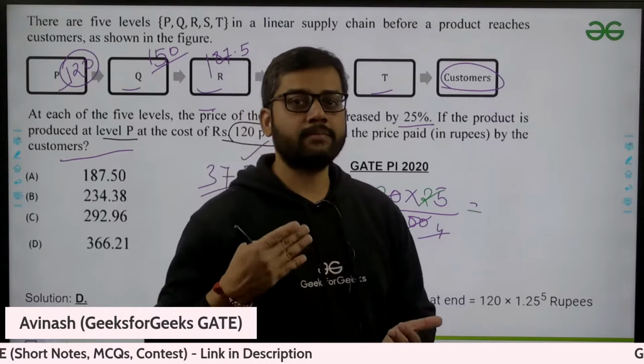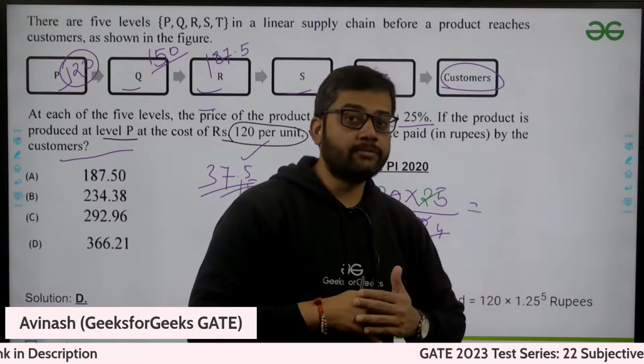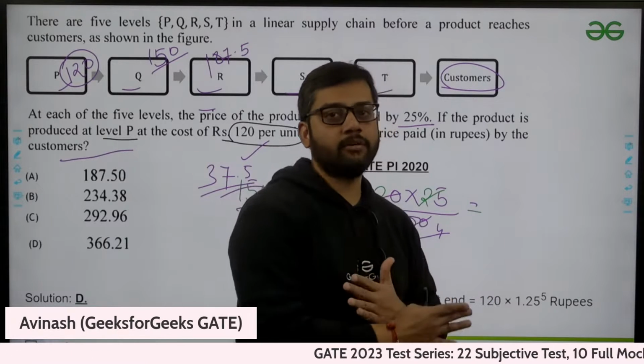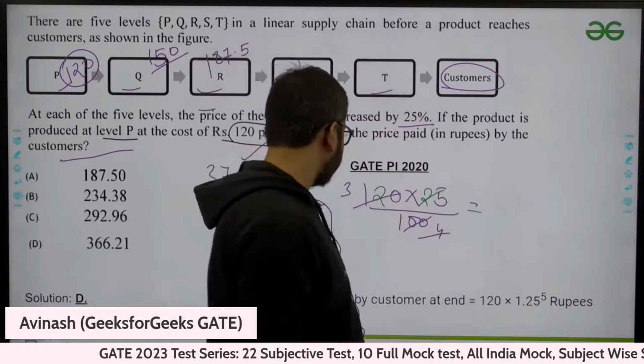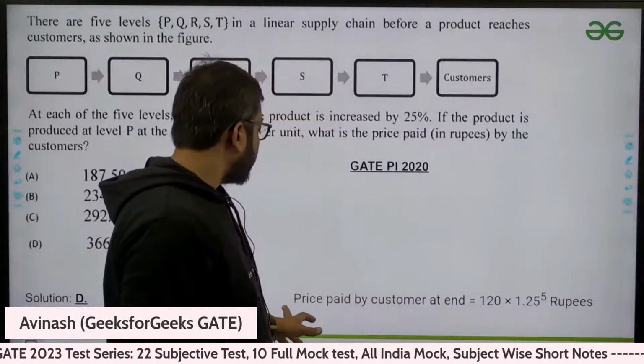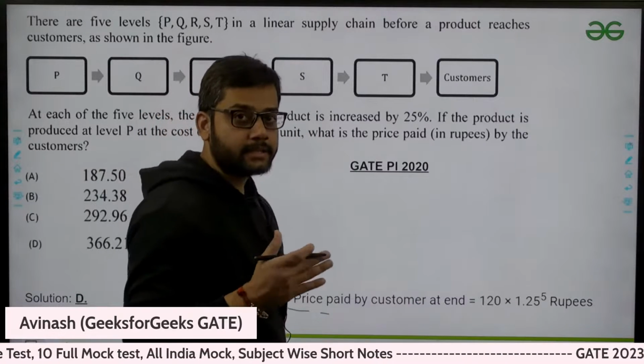is multiplying by 25%. Okay, so instead of multiplying by 25% once each time, can't we just take the common factor of 25% from all of them? Okay, how? Price paid by the customer. See, if the price is increasing, just learn one thing.